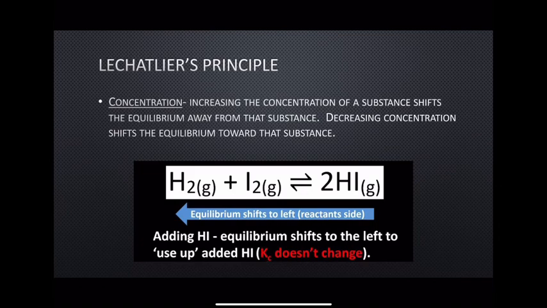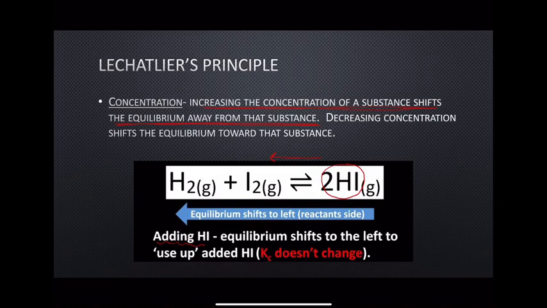It says, if you increase the concentration of a substance, it's going to shift the equilibrium away from that substance. Okay? So this example says adding HI. Here's our HI. So if we add more of it, it says if we increase the concentration of a substance, it's going to shift our equilibrium away from that substance. So that means our equilibrium is going to be shifted to the left. HI is here on the right. So the equilibrium is going to move in the opposite direction.